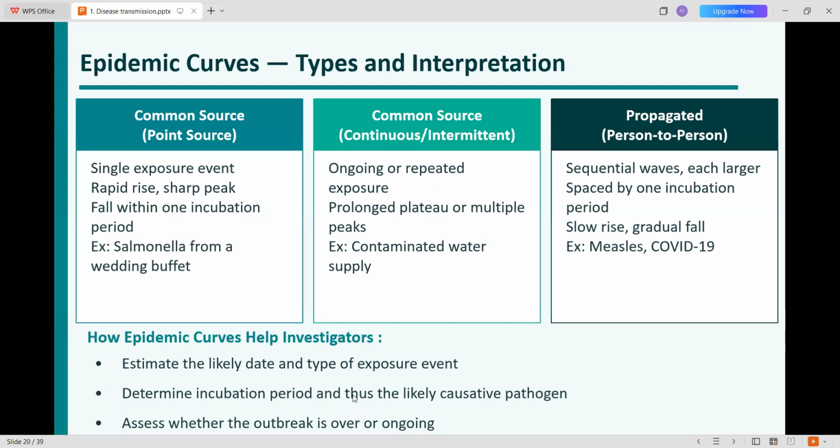Next is the epidemic curve, types and interpretation. The common source, point source, is a single exposure event with a rapid rise, sharp peak, and fall within one incubation period, for example Salmonella from a wedding buffet. Common source continuous or intermittent has ongoing exposure, with a prolonged plateau or multiple peaks, for example a contaminated water supply. Propagated, which is person to person, shows sequential waves, each larger and spaced by one incubation period, with a slow rise and gradual fall, for example in measles and COVID-19.